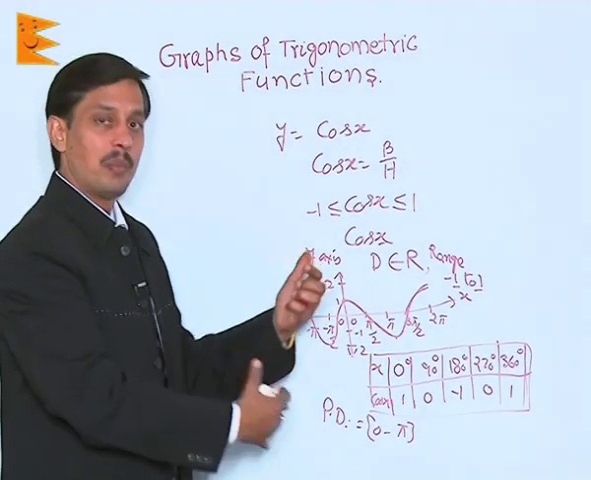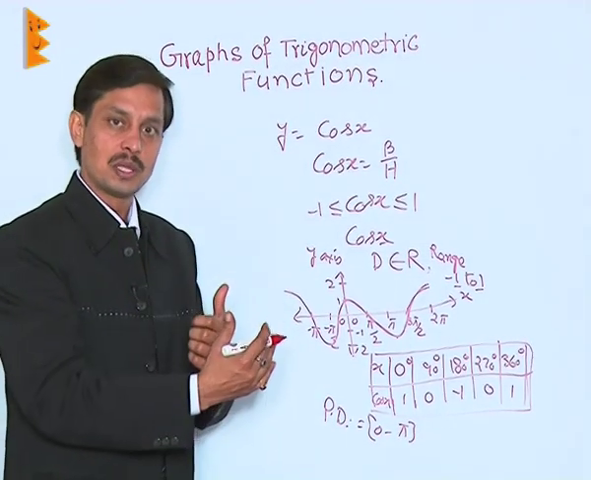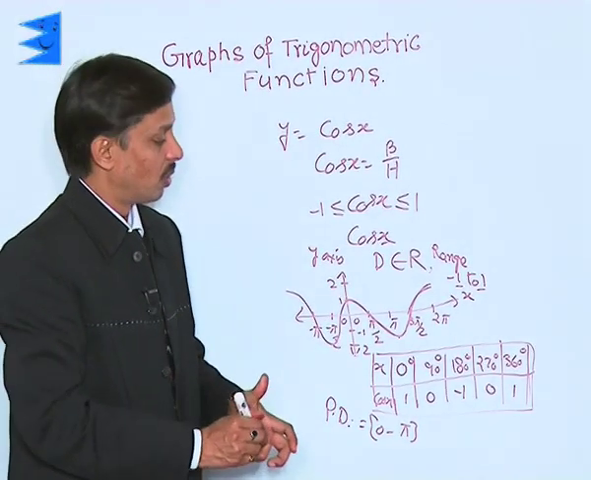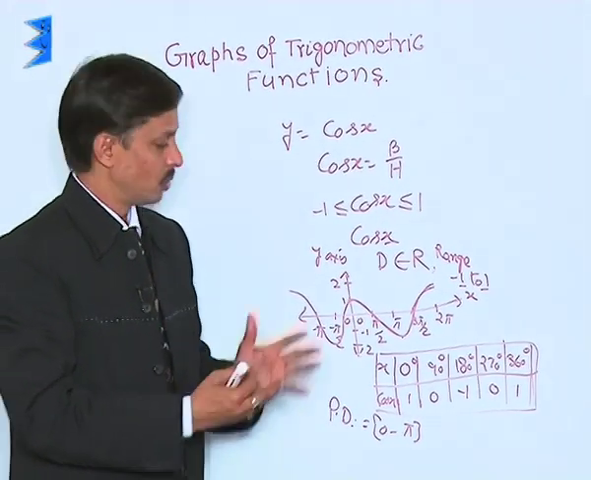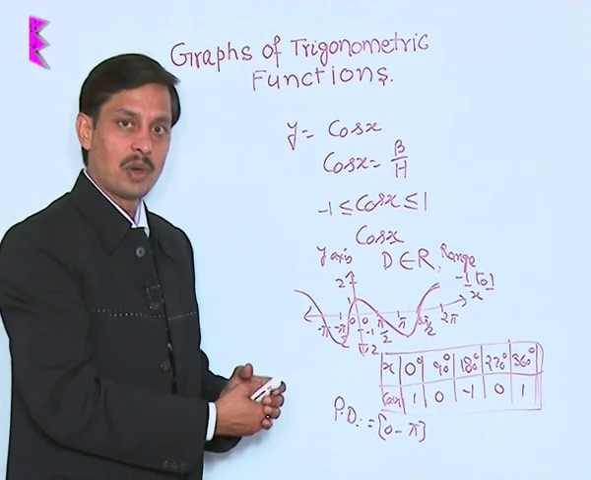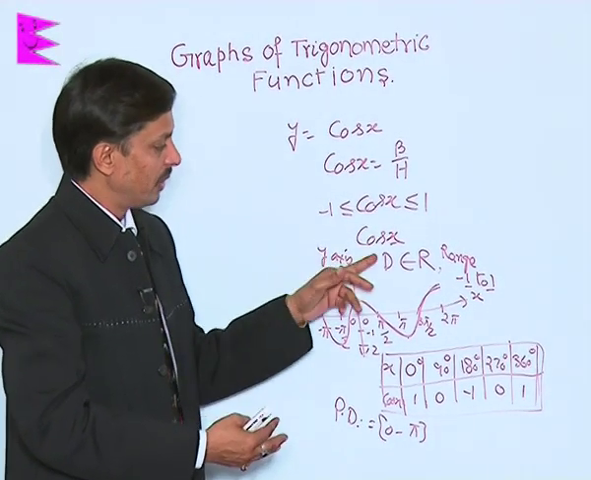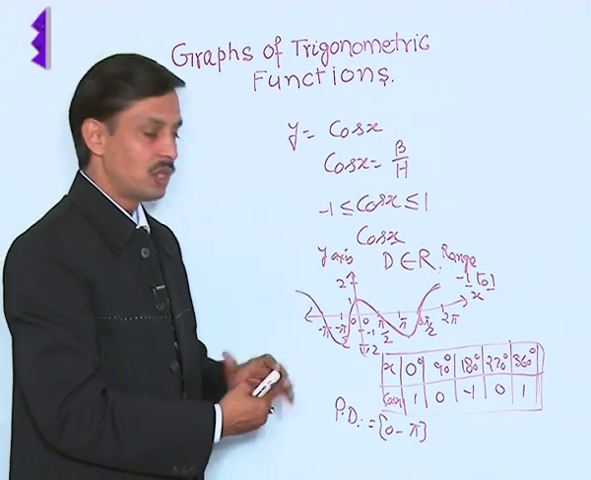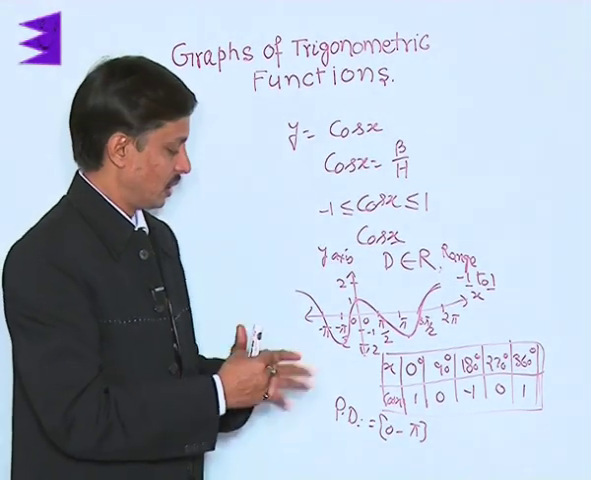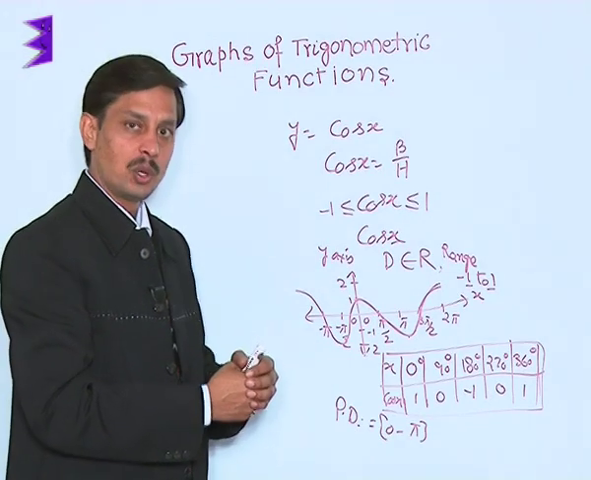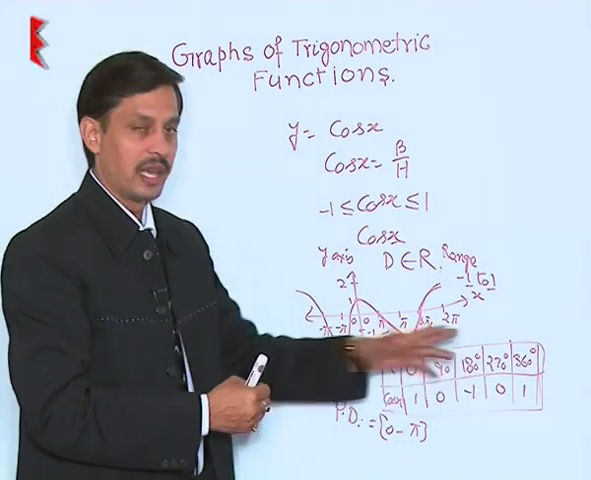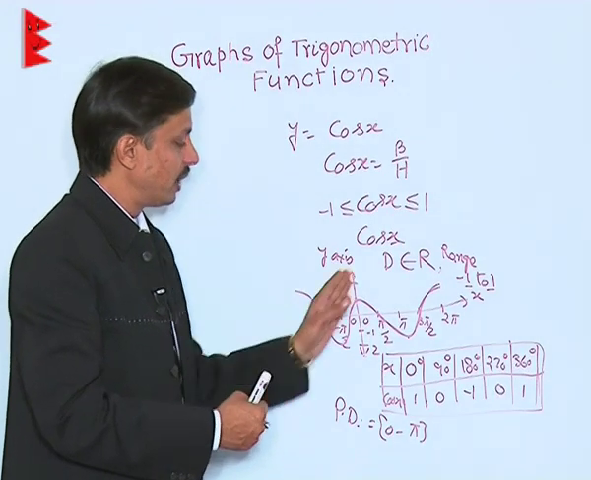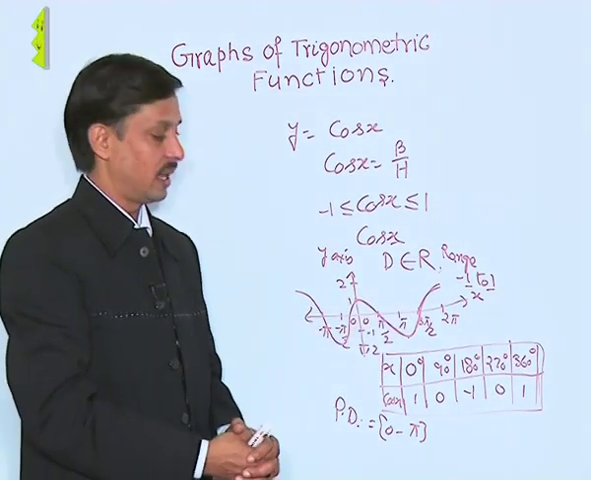The reason is that every value of the cos function repeats after an angle of 360 degrees. So we can plot the graph of cos x, where the domain is any real number, the range is -1 to 1, the principal domain is 0 to pi, and I am taking intervals of 90 degrees. A freehand sketch of cos x is like this.